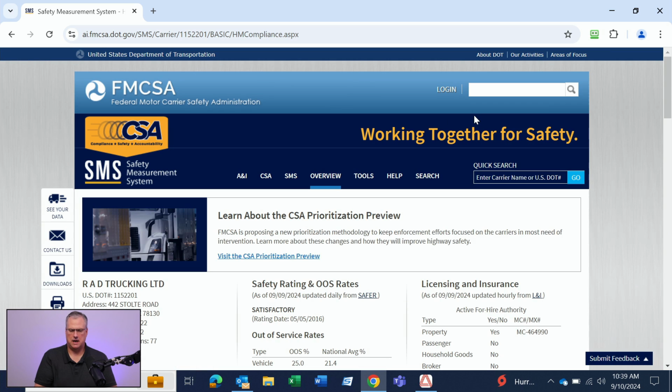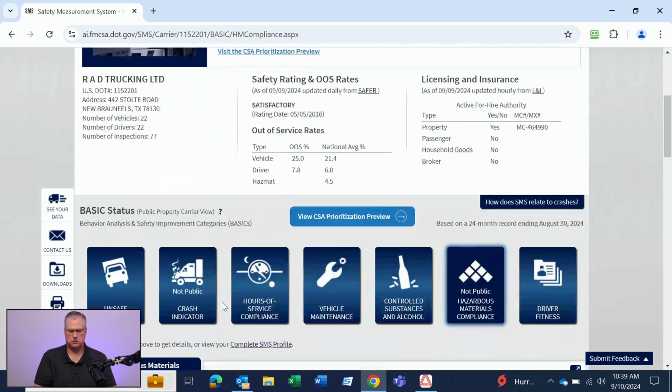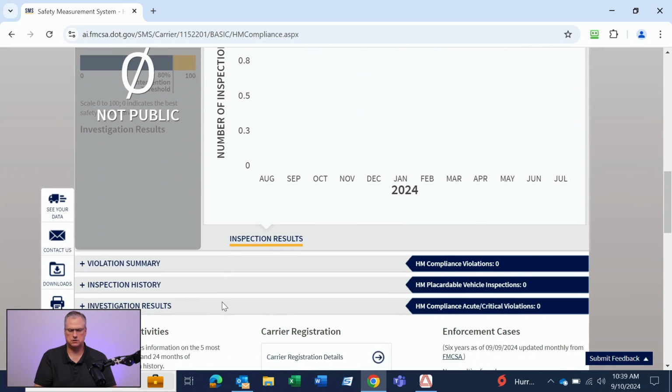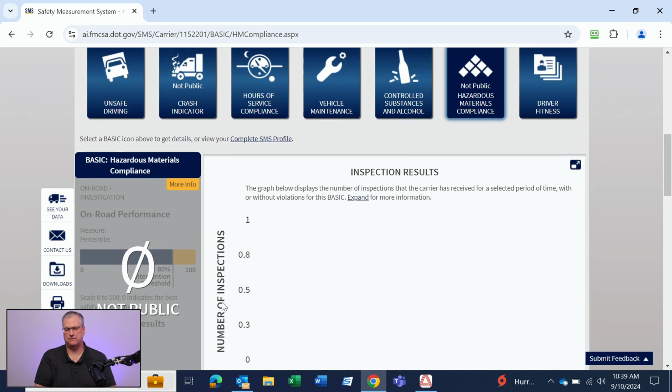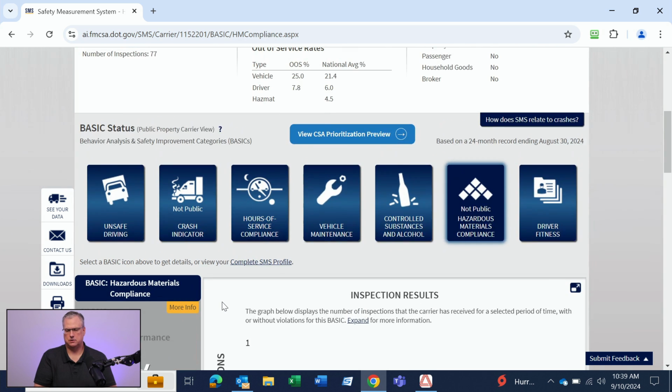Also, if you're hauling hazardous materials, just make sure you're in compliance with those regulations. Otherwise, you'll get an inspection history. This particular client doesn't have any hazardous materials that they haul.